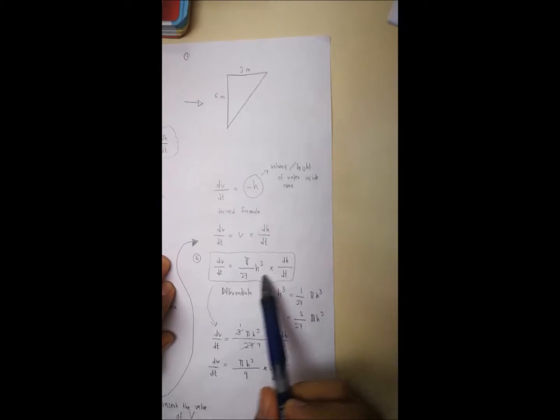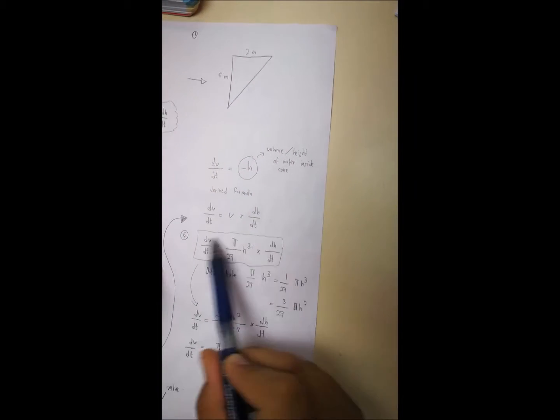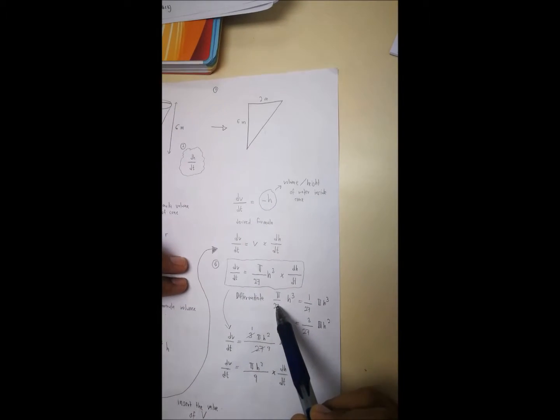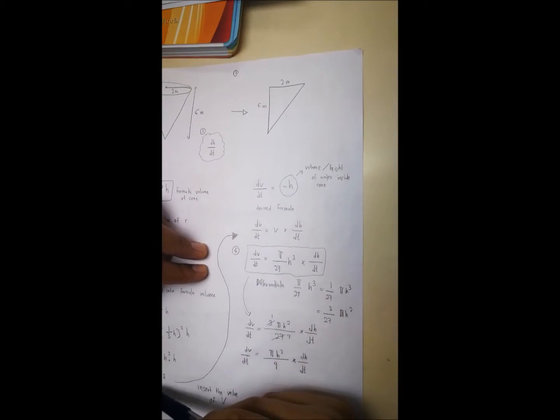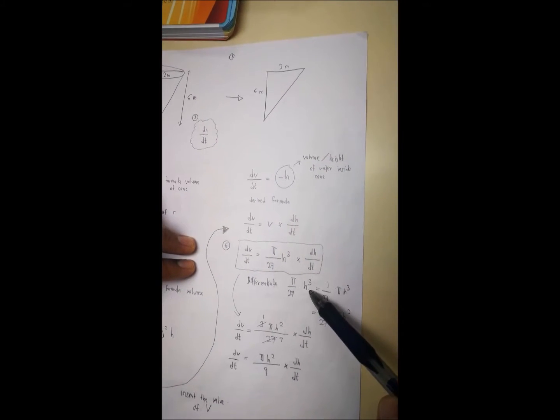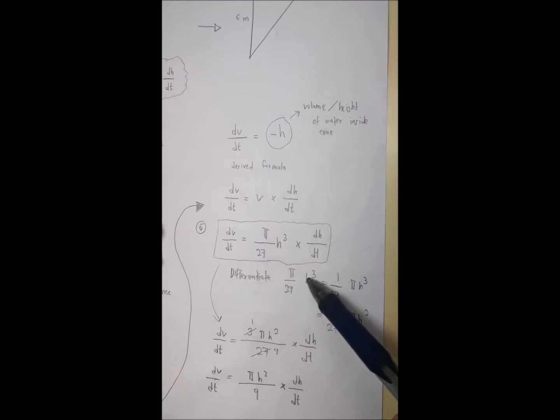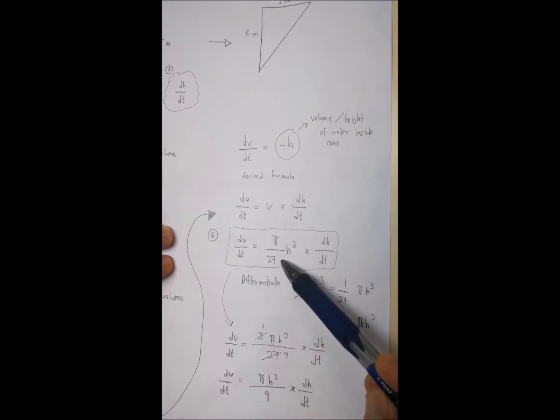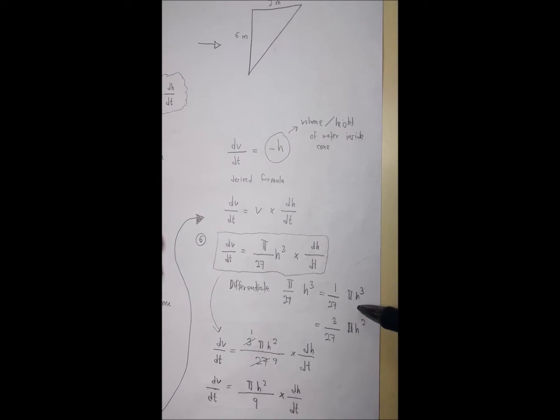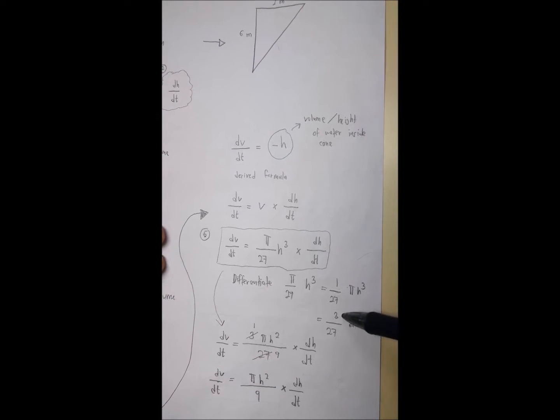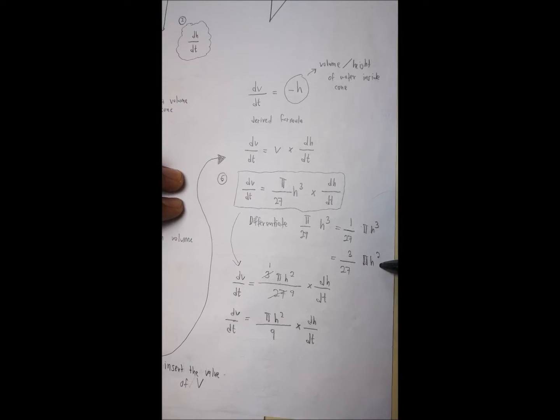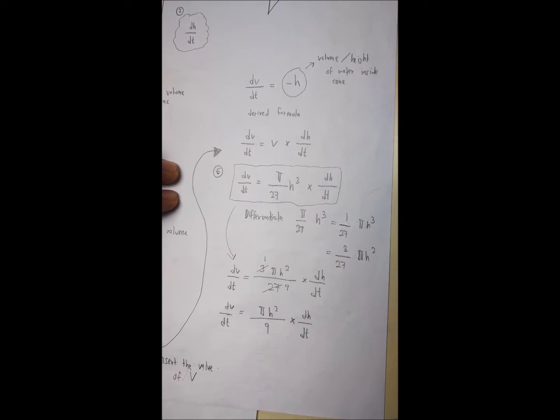We're going to differentiate the formula of V, which is V equal to pi over 27 times H cubed. To change this into the differential equation, we're going to differentiate this equation. After we differentiate the equation, we get 3 over 27 times pi H squared.